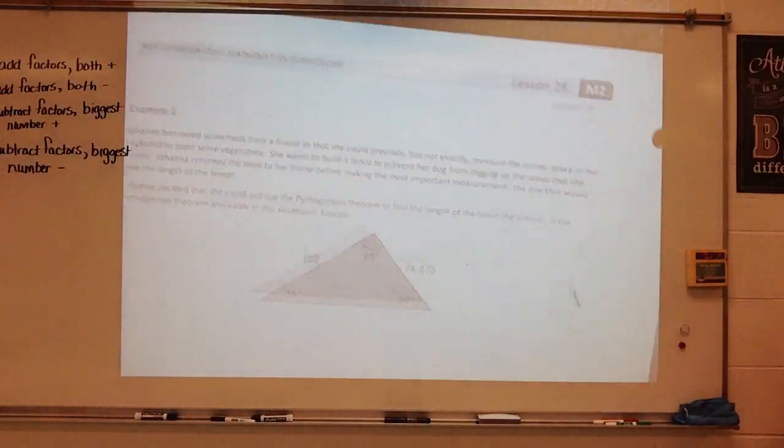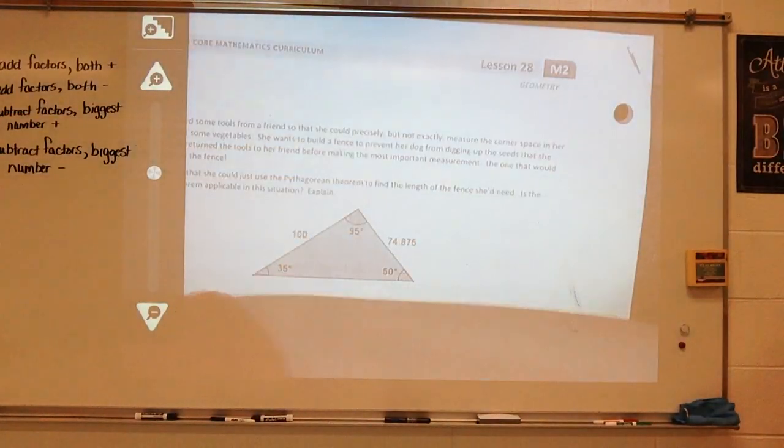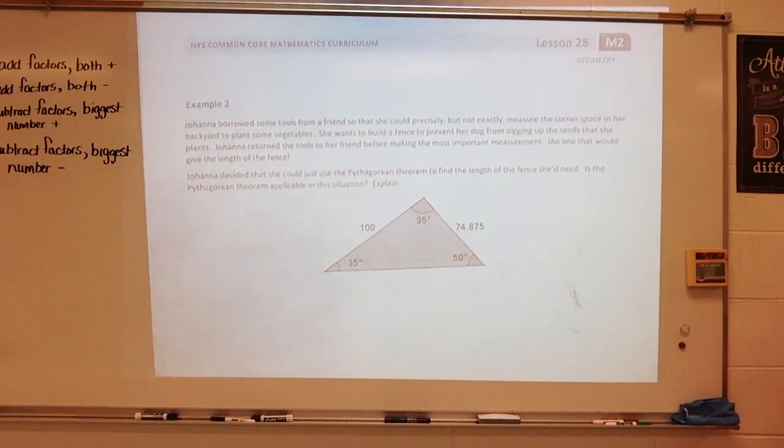Alright, exercise 2. Joanna borrowed some tools from a friend so that she could precisely but not exactly measure the corner space in her backyard to plant some vegetables. She wants to build a fence to prevent her dog from digging up the seeds that she plants. Joanna returned the tools to her friend before making the most important measurement, the one that would give the length of the fence. Joanna decided that she can use the Pythagorean theorem to find the length of the fence she'd need. Is the Pythagorean theorem applicable in this situation? Explain.